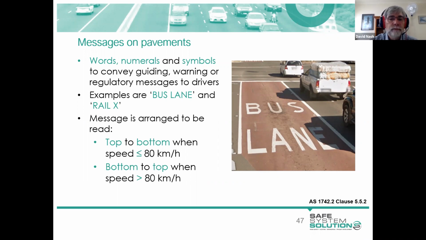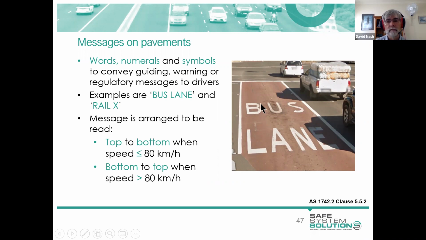And if the message is in two lines of text, then the question is, do you read it from top to bottom or do you read it from bottom to top? And personally, I'm a top to bottom person, but the Australian standard came up with a bit of a compromise here, that you read it top to bottom if the speed is less than or equal to 80 kilometres an hour, but if it's more than 80 kilometres an hour, in other words, a speed limit of 90 or 100 or above, then you read it bottom to top.